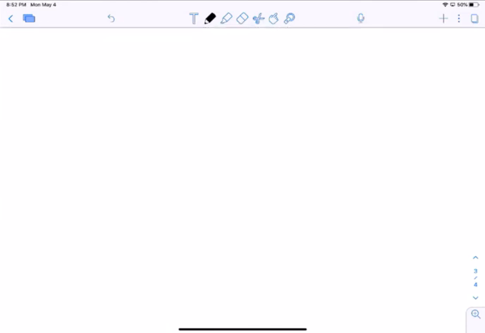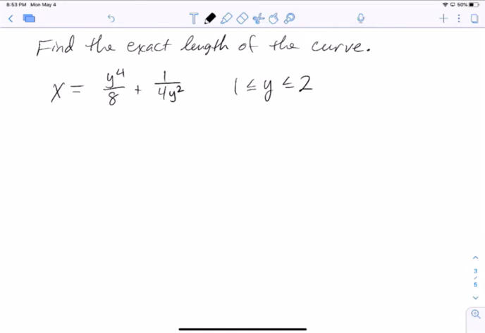We're given a function x is equal to y to the 4th over 8 plus 1 over 4y squared as y goes from 1 to 2. Almost neglected the instructions there, which are to find the exact length of the curve. First things first, we need dx/dy. We need to square that, add 1, put it into the formula. I encourage you to pause the video so that you can do the work now.